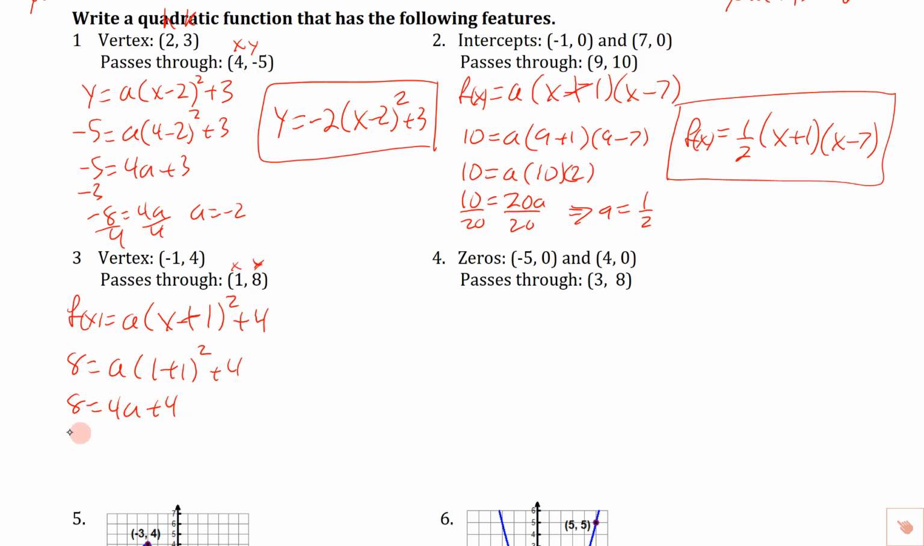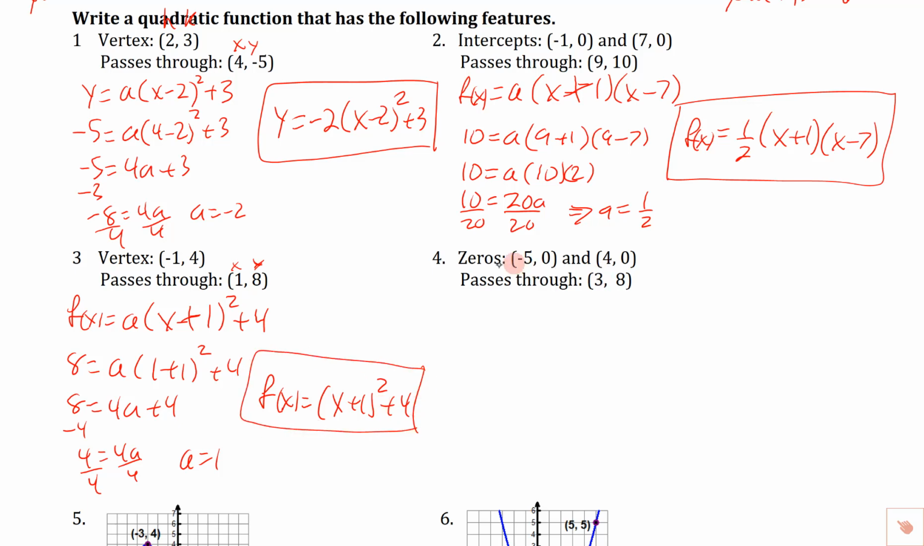So I'm going to subtract 4. So this gives me 4 equals 4a, divide both sides by 4, so I get a equals 1. So here's our function. It will be f of x equals 1, which I don't need to write, so it's just going to be (x plus 1) quantity squared plus 4. And we're all done there. So we'll circle that.